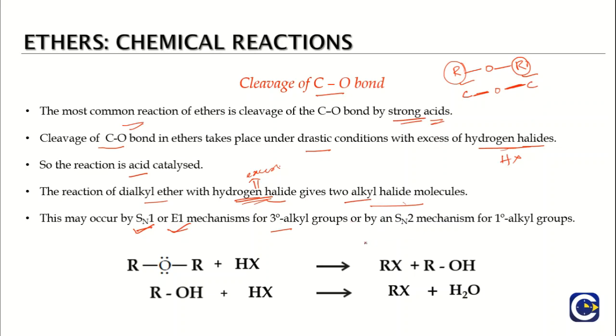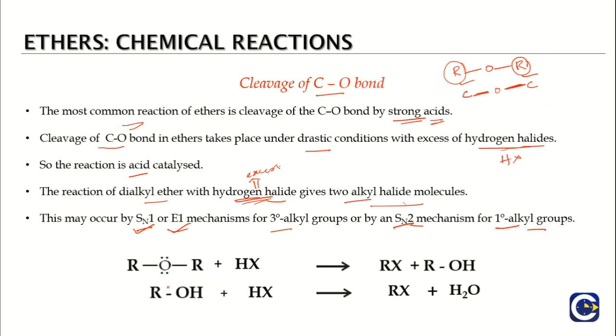But for the SN2 mechanism, we have primary alkyl groups. If primary alkyl groups are present in the ether, then the mechanism that is followed is SN2. And for secondary alkyl halides, if secondary alkyl groups are attached to the ethereal oxygen, then the mechanism depends on the type of solvent that we use, which we will see in the subsequent slides.